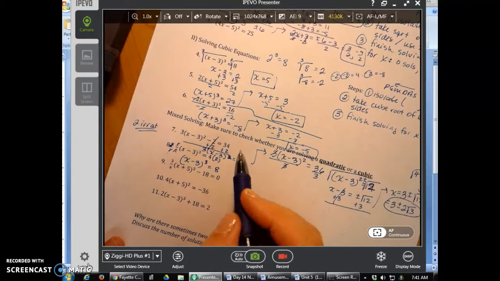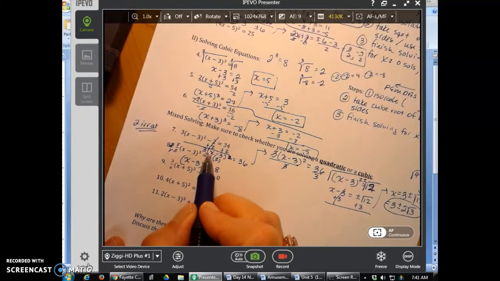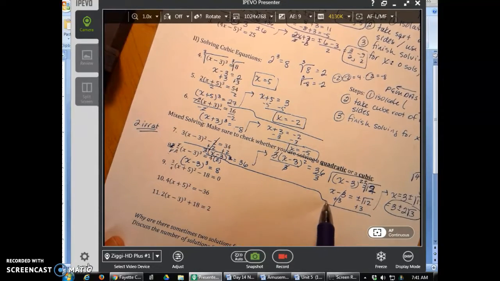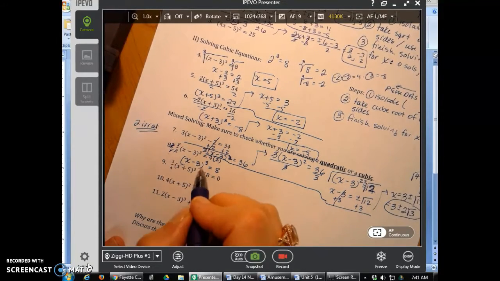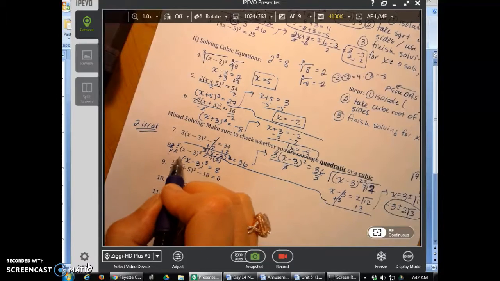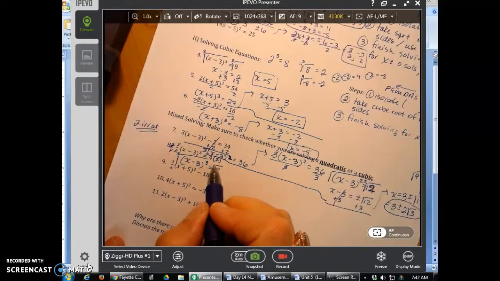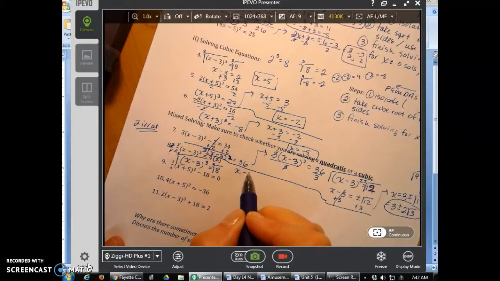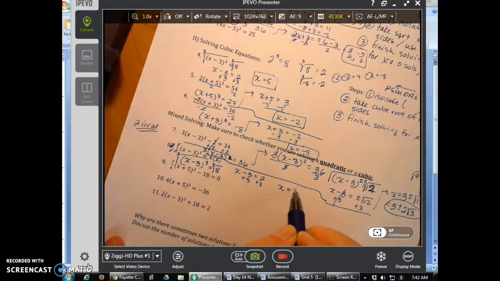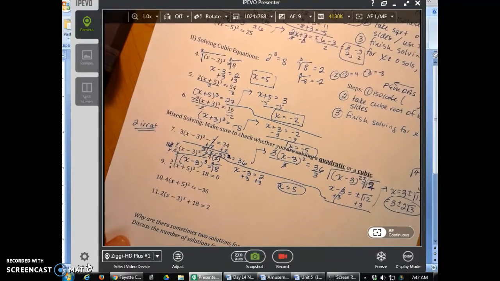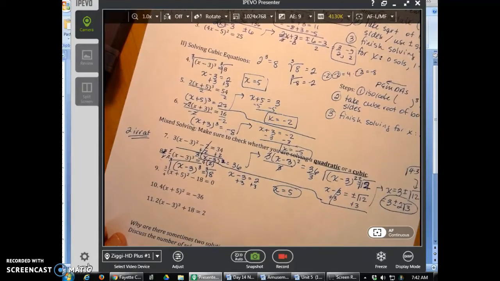So then I take the cube root of both sides. I'm going to section this off. And then the cube root will cancel. The root cancels the power of 3, and then do the same thing on the right side. And I end up with x minus 3 is equal to 2, add 3, and you get x is equal to 5. And there's your solution. Okay, let's do another one.